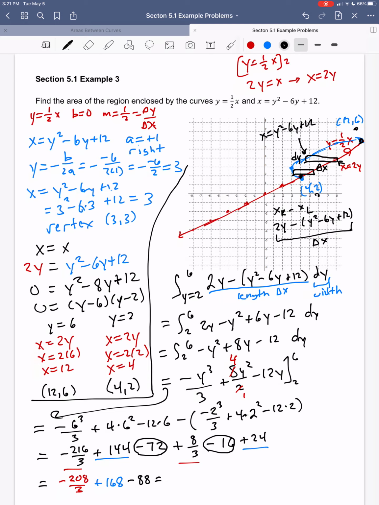So that's negative 208 thirds plus 80 over 1. So negative 208 thirds plus 240 over 3. So that gives me a final area of 32 over 3.